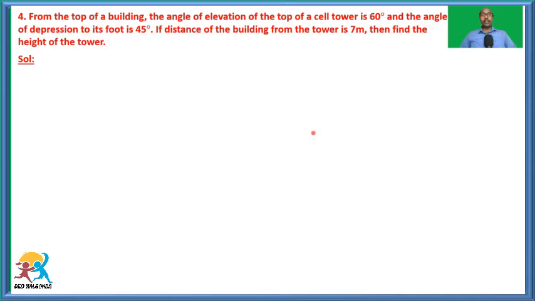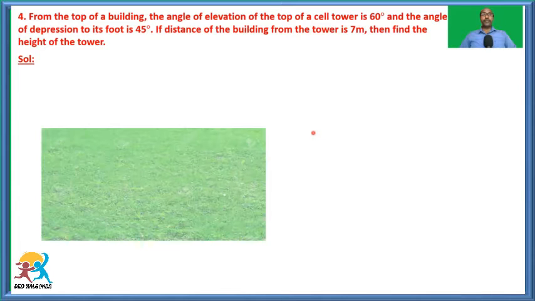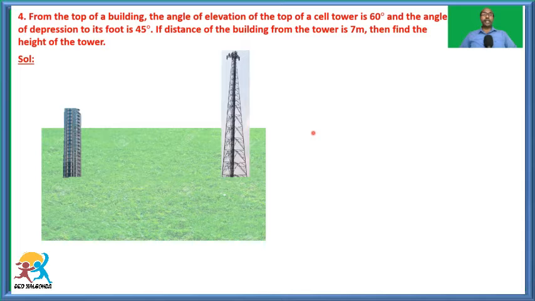and imagine the scene. So this is the base, there is the ground, and it is a building, and also a cell tower is there. And now it is given that the angle of elevation of the top of a cell tower from the top of a building is 60 degrees like this. This is the horizontal line. This dotted line is horizontal line. Here the angle is 60 degrees. The angle of elevation is 60 degrees.